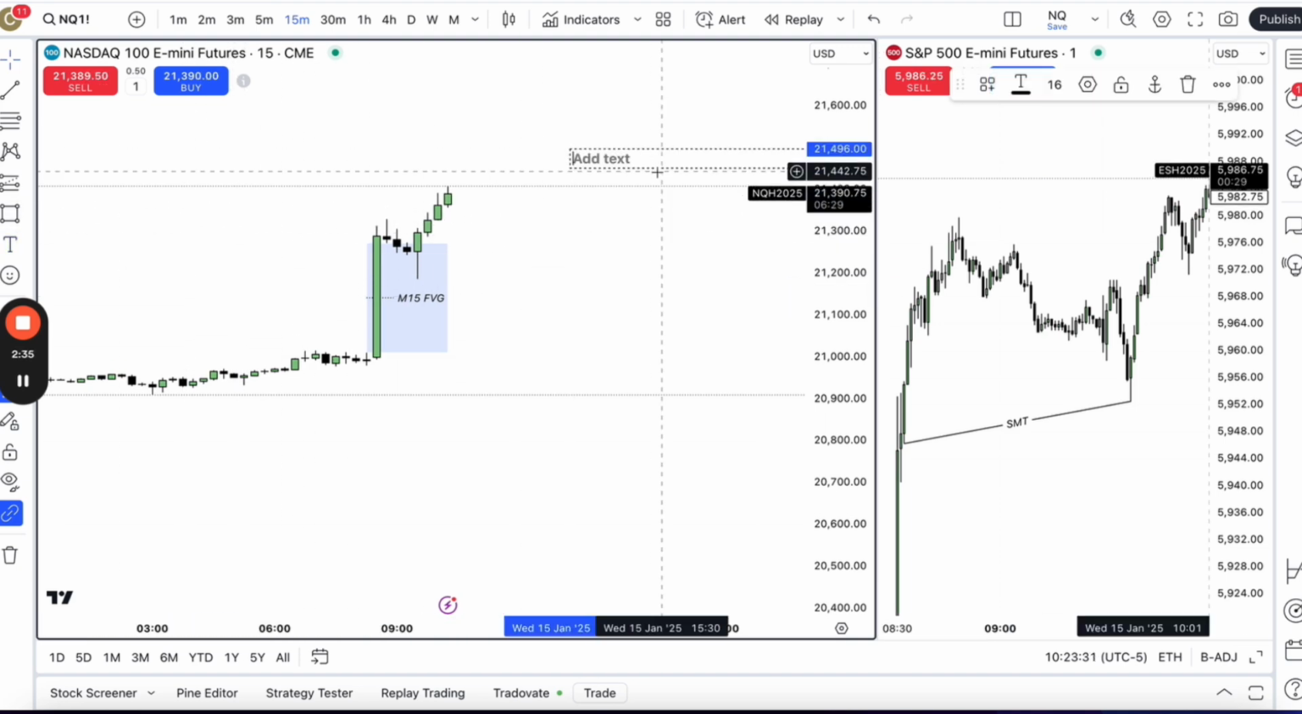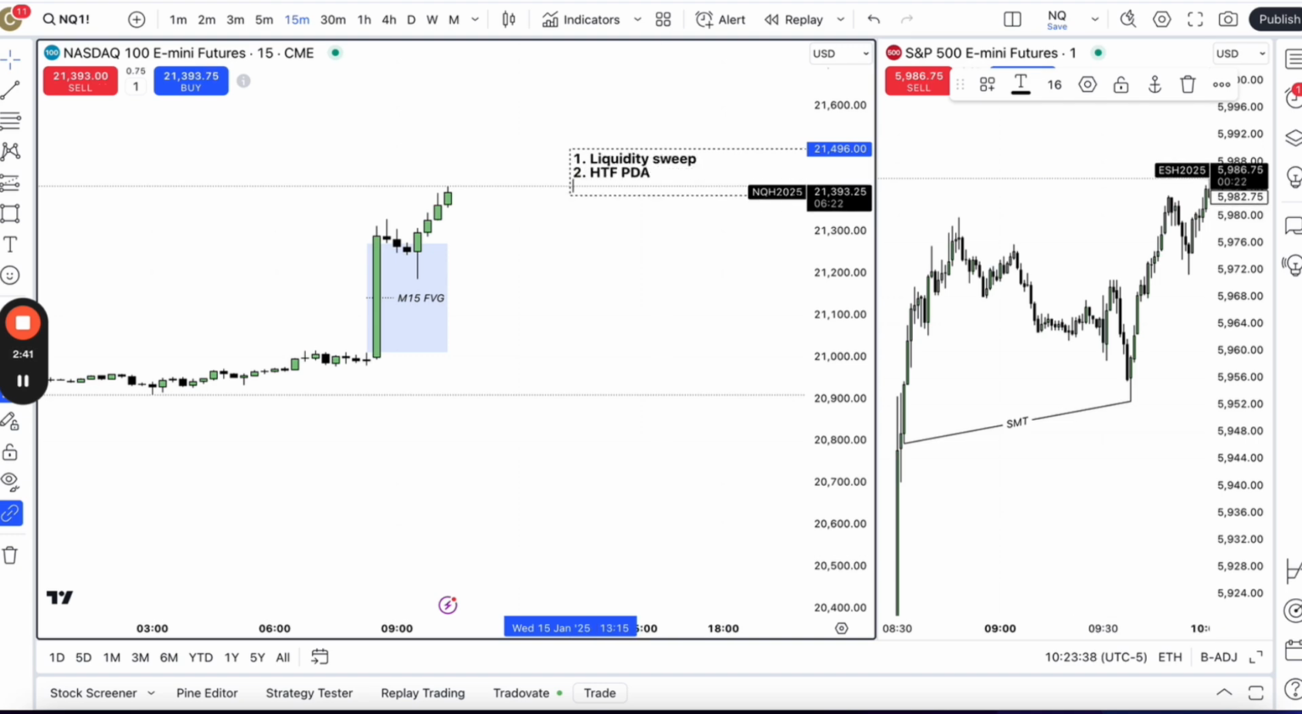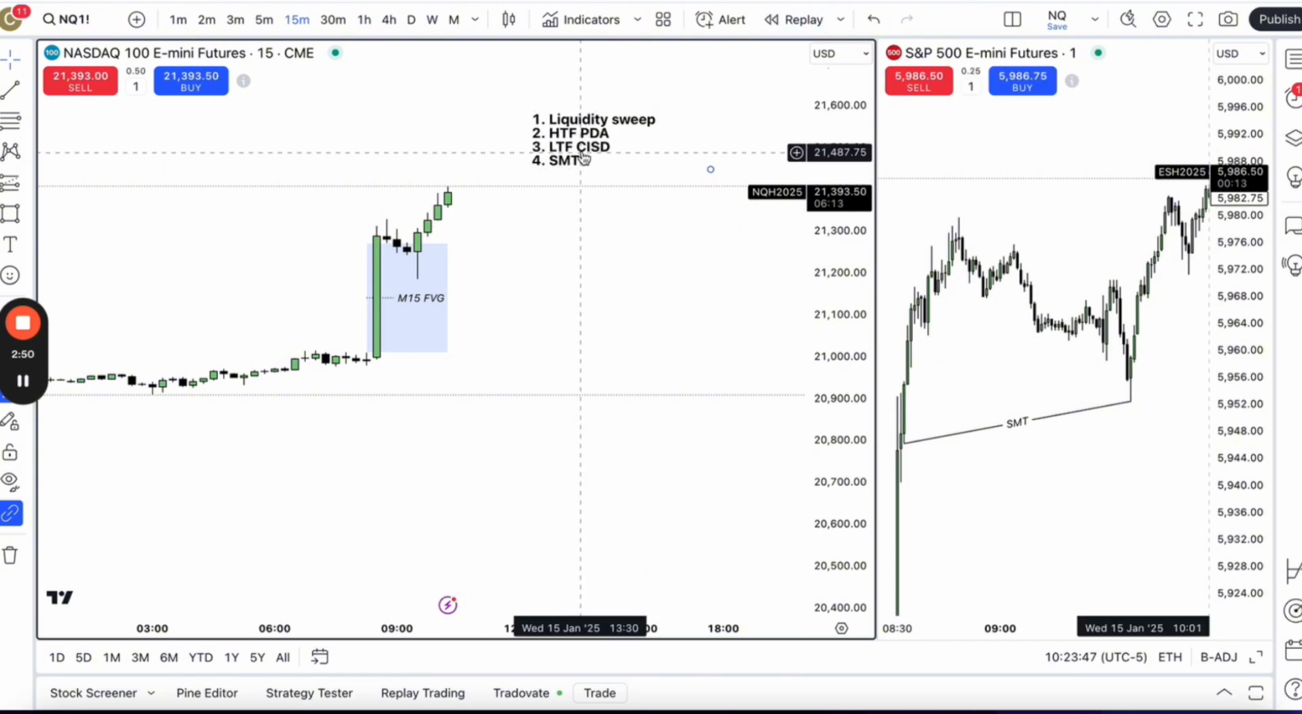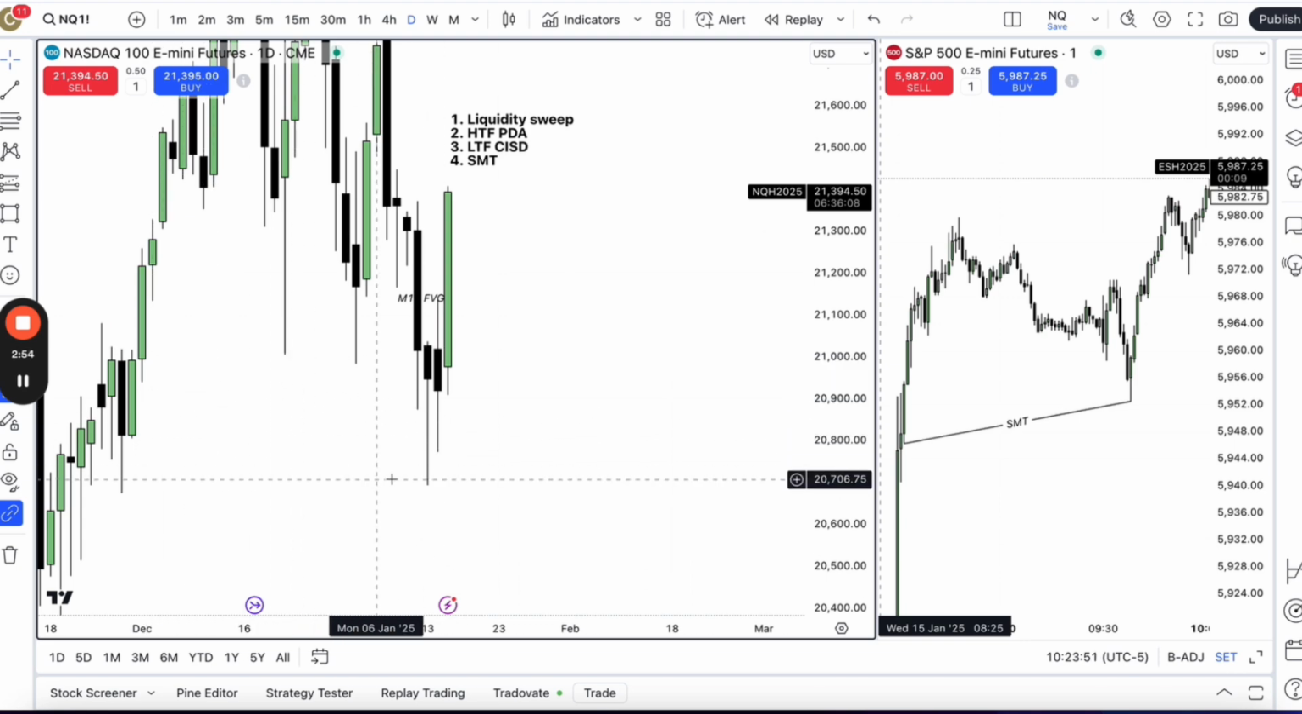What is my entry model? How is it multi-timeframe? Well, first is liquidity sweep. Second is higher timeframe PDA. Third is lower timeframe change in state of delivery. And then fourth is SMT. SMT could be lower or higher timeframe SMT. It doesn't really matter. But we have SMT on the daily timeframe as well at this low right here.